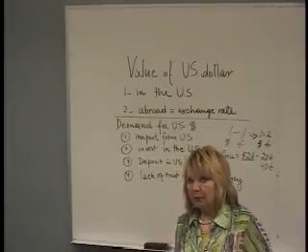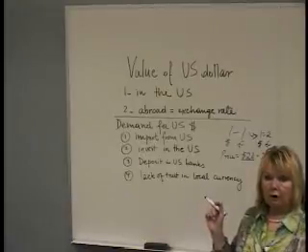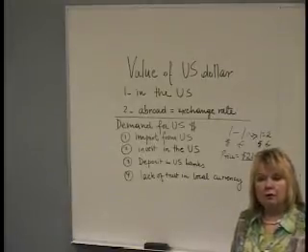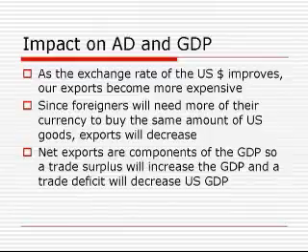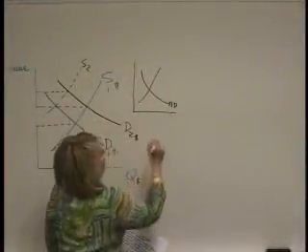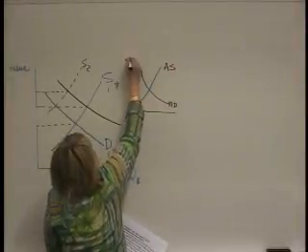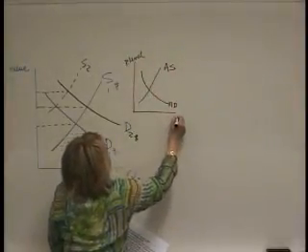Now, we can also talk about the impact of the change in the value of the dollar on both aggregate demand and the GDP. So when we have an increase in the demand for our own currency, you will see that the demand increases for the dollars. But here, when you're looking at your aggregate demand of goods and services produced in relationship to the aggregate supply, here's the price level, and here's your GDP.